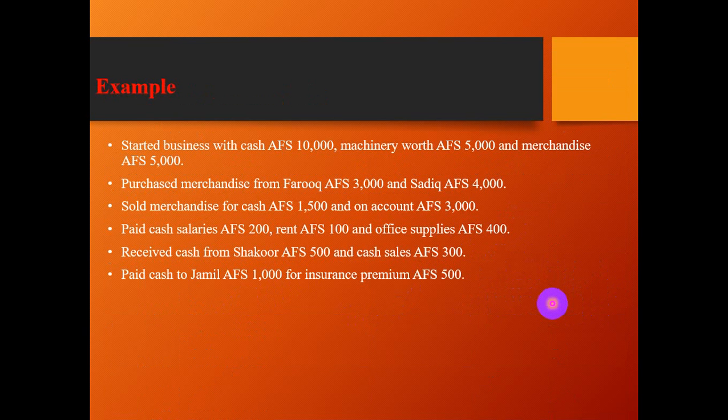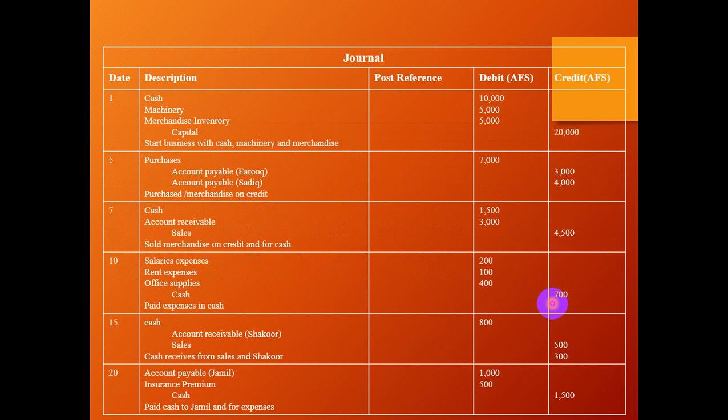The next one, the fifth one, is receive cash from Shukur and the sales. So we are receiving cash from two sources: one is from Shukur and the second one is from sales. So cash we are receiving from both sources. Cash is an asset that increases, so it has a debit balance. Whereas accounts receivable, we are receiving from Shukur, how much? 500, and we are selling something for 300. So the total amount I am receiving is 800.